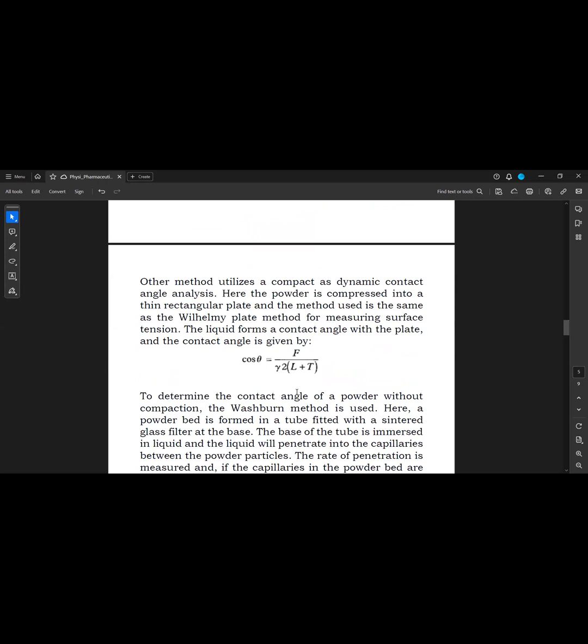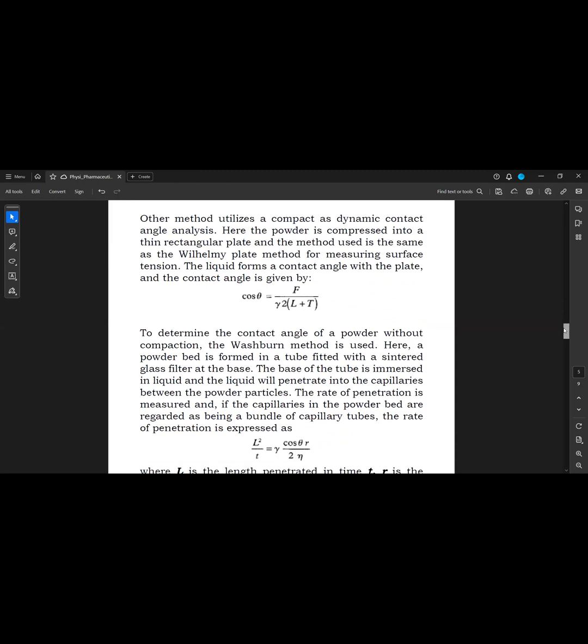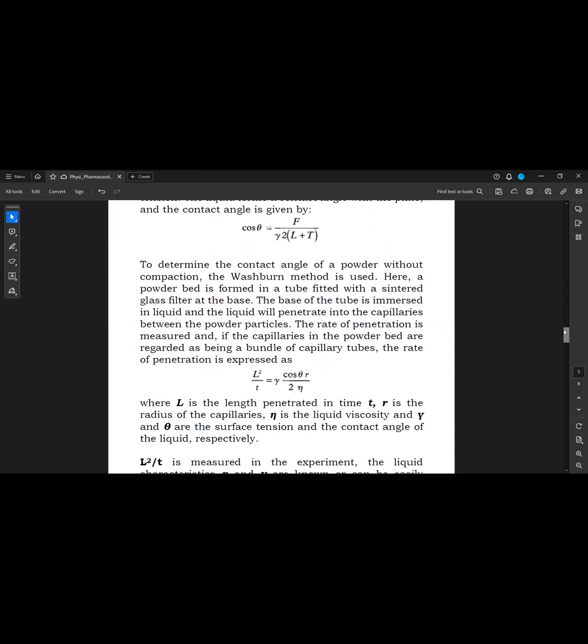To determine the contact angle of a powder without compacting it, the Washburn method is used. Here, a powder bed is formed in a tube fitted with a sintered glass filter at the base. So assume there's a tube which has a glass filter at the bottom, the lowest point of that tube. The base of the tube is immersed in liquid, and the liquid will penetrate into the capillaries between the powder particles. The rate of penetration is measured, and if the capillaries in the powder bed are regarded as a bundle of capillary tubes, the rate of penetration is expressed using this formula.